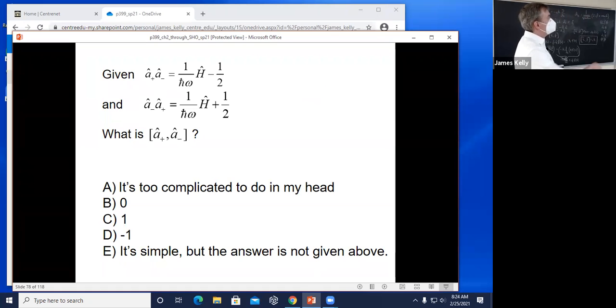Okay, so I didn't show this, but I claimed that you could easily show that these two things are true, written there. Given that those are true, what's the correct expression for the commutator between A plus and A minus?